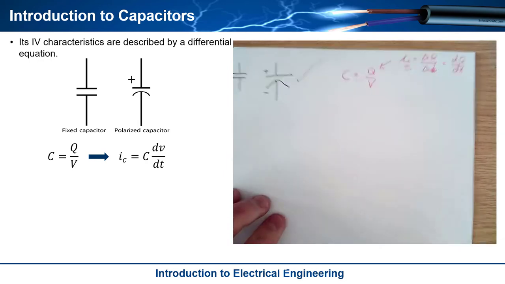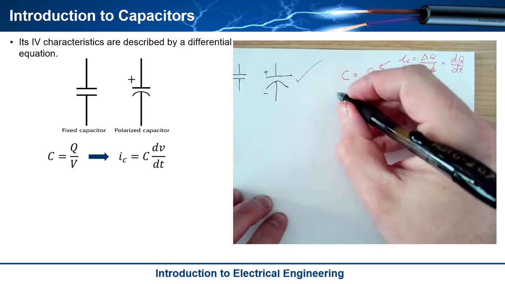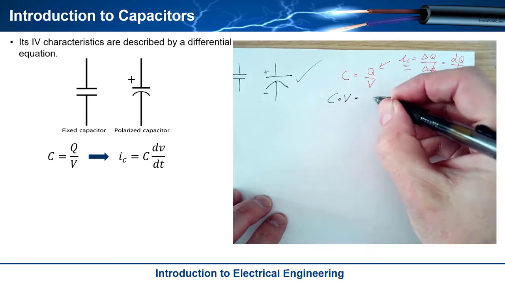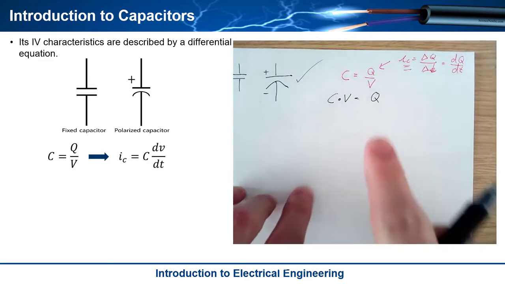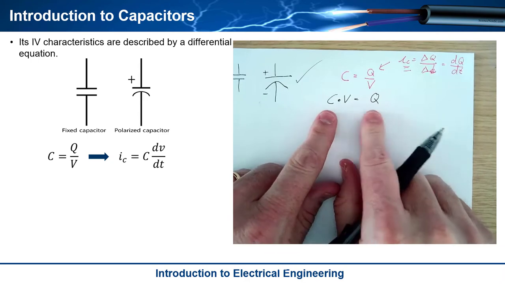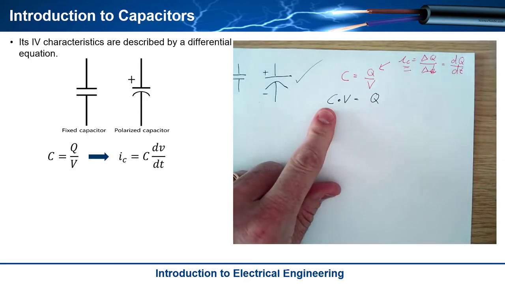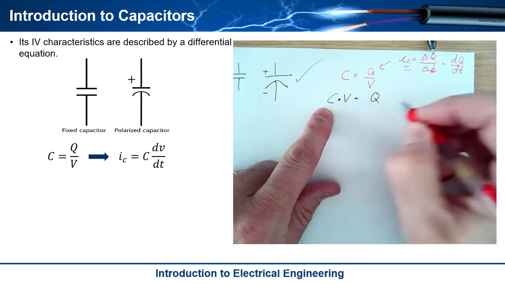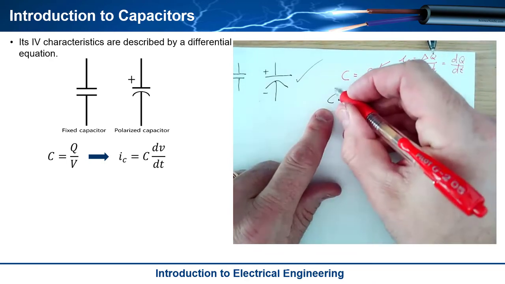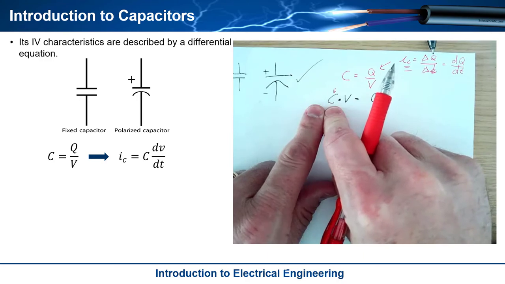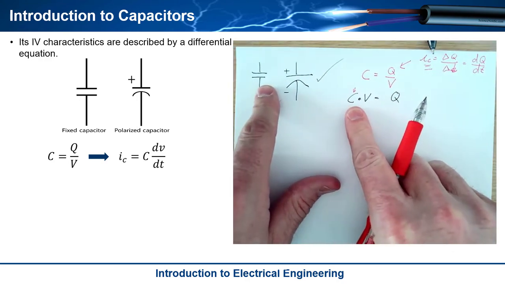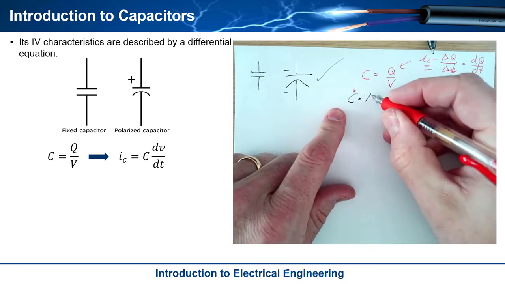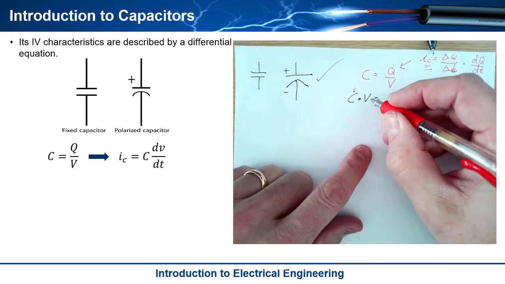So let's rearrange this. Let's multiply both sides by V. So now you're at C times V equals Q. And then it is perfectly legal to take the derivative of both sides. That's algebra. The trick, though, is which of these are variables that change and which are not. C is not a variable, that is a constant. It is just a number based upon that capacitance. However, charge does change and voltage does change, both with respect to time.